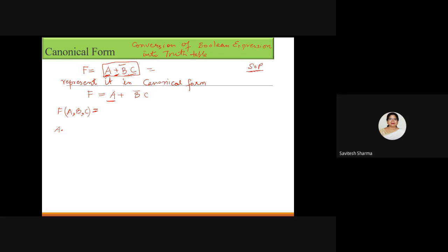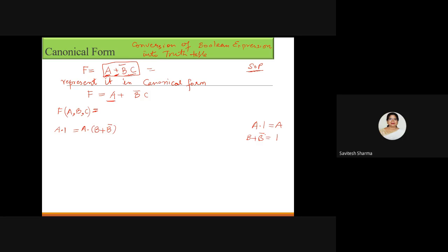So I will assume A dot 1, because you know the Boolean theorem says if any variable is combined with 1, it will always give you A. So I will multiply with 1, and in place of this 1, since my missing variable is B, I will write B plus B bar, because I know from the Boolean theorem that B plus B bar is always 1.